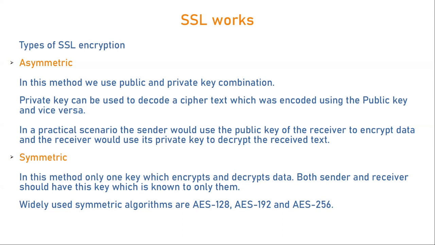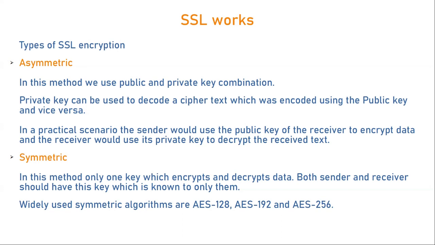In a practical scenario, the sender would use the public key of the receiver to encrypt the data, and the receiver would use its private key to decrypt the received text. So that's how basically the public and private key combination works. Don't worry, we are going to look into a demo session where I'm going to explain this with the help of a diagram.